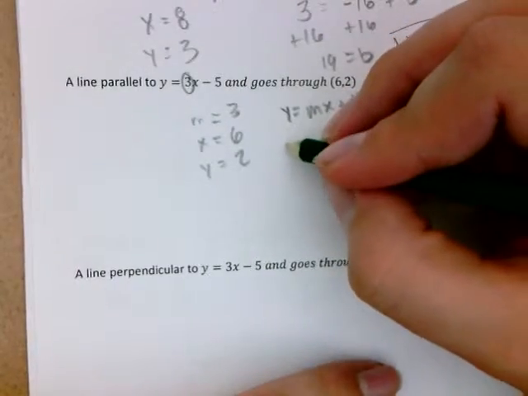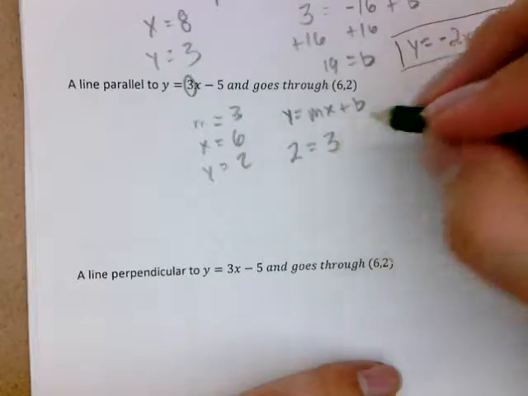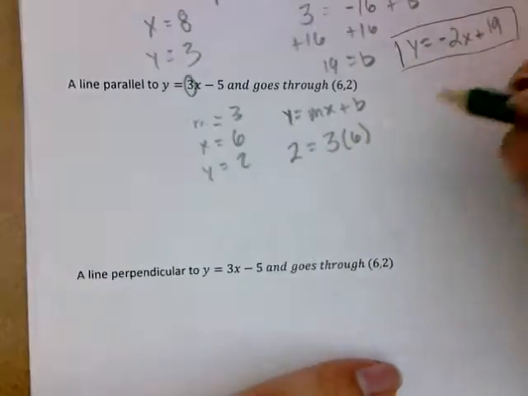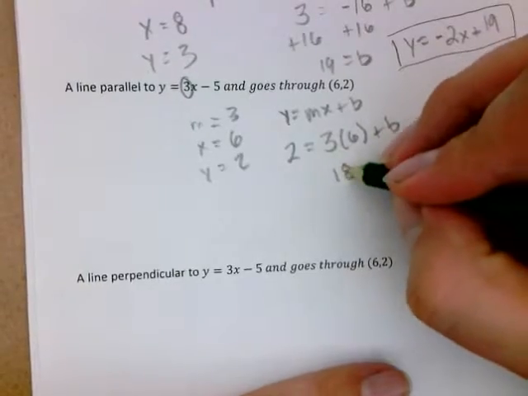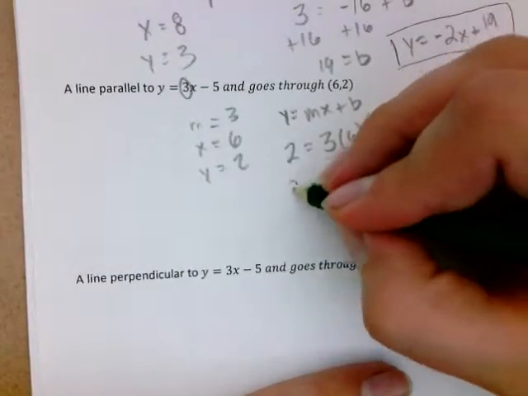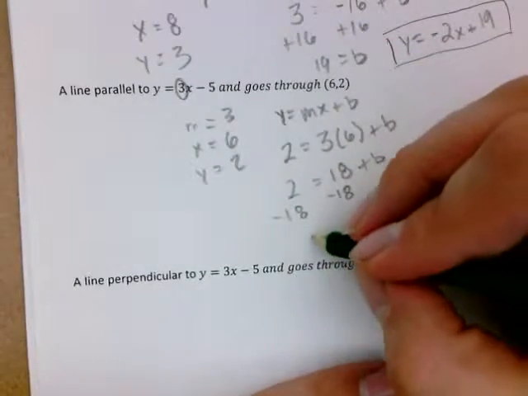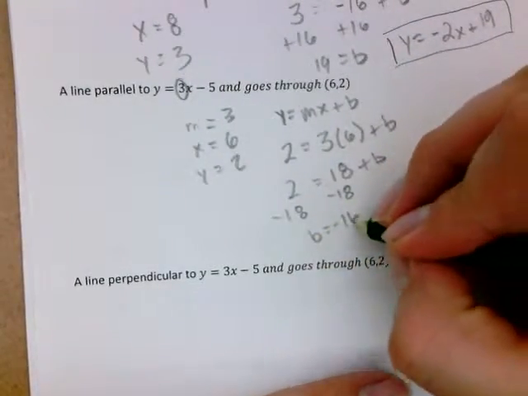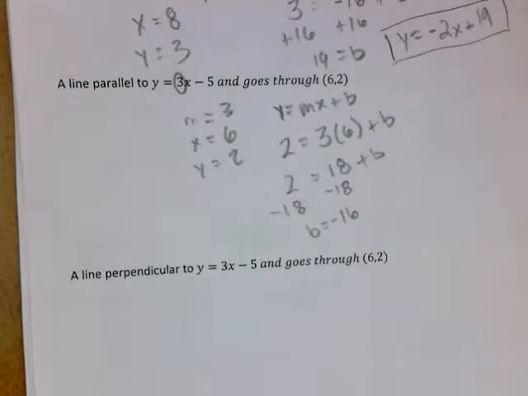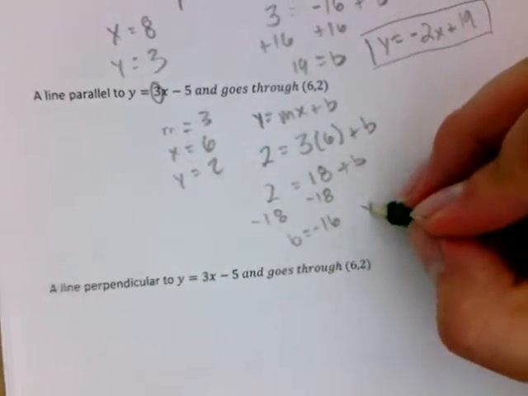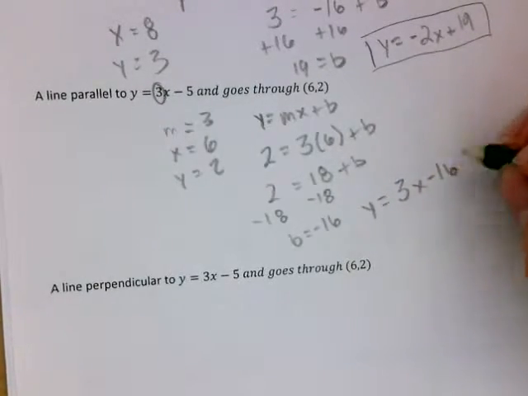So we know our y is 2. We know our m is 3. We know our x is 6. Okay? So we're going to multiply. That gives you 18 plus b equals 2. Subtract 18, subtract 18. b equals negative 16. So we know our b, we know our m. Let's plug this in. y equals 3x minus 16.